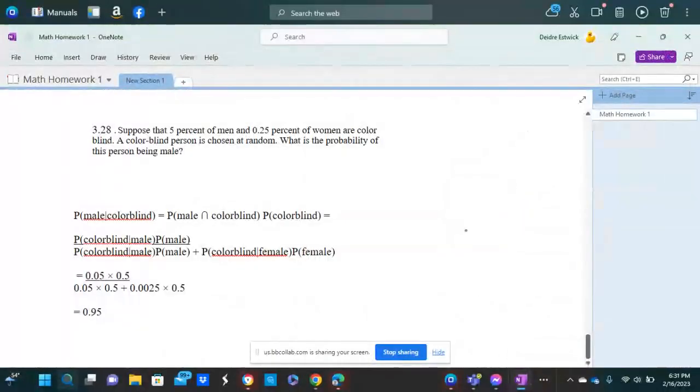Oh, all right. Chapter 3. Yeah, you put it back up again. Let's see. 5% of men and 0.25% of women are colorblind. Oh, yes, because 0.25 is less than 1%. So a colorblind person is chosen at random. Because the sample space is small. What is the probability of a person being male? I see. I got it. So that makes sense.